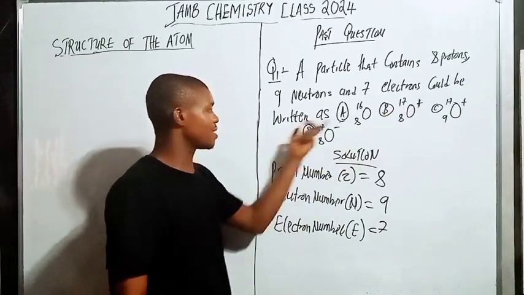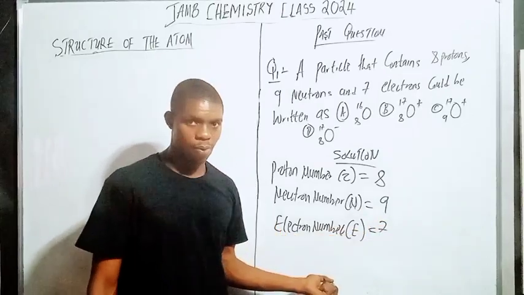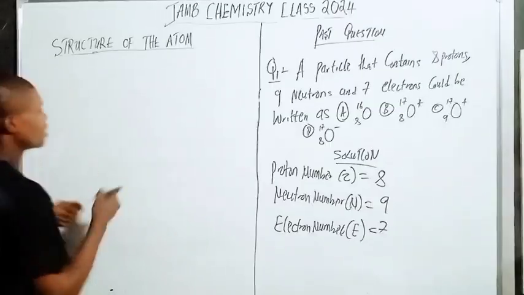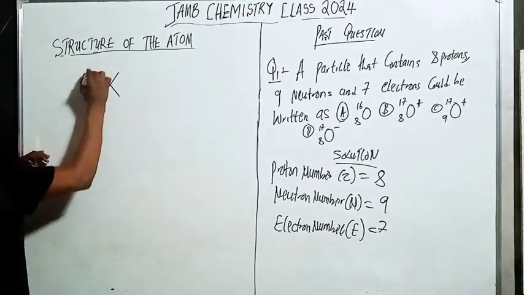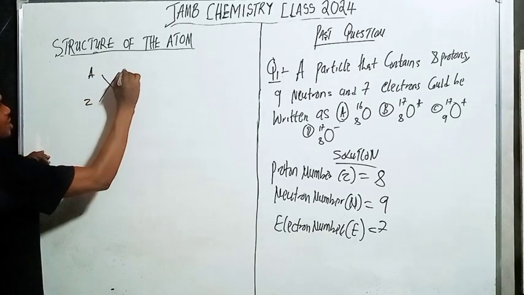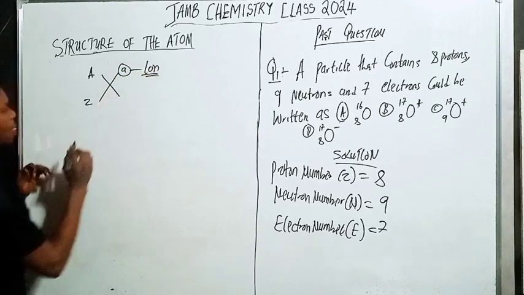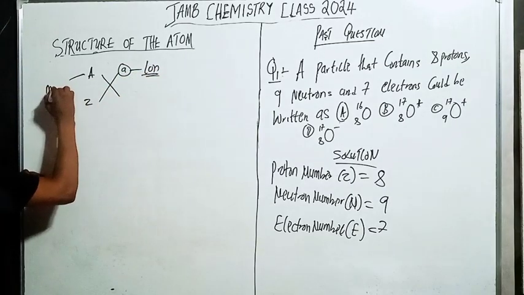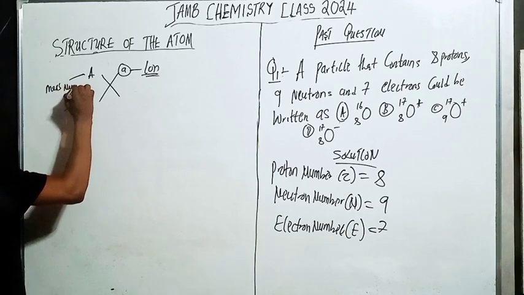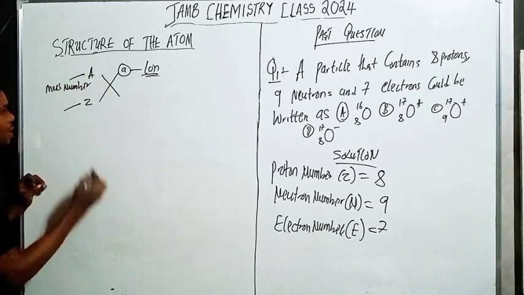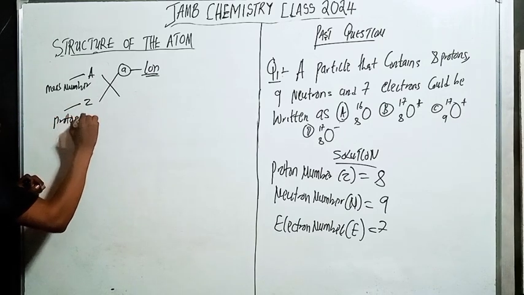It could be written as this. So they're asking what is the atomic symbol or the ionic symbol. Let us say you have X with A and Z. This A is the mass number. If you can remember, mass number. Z is the proton number.